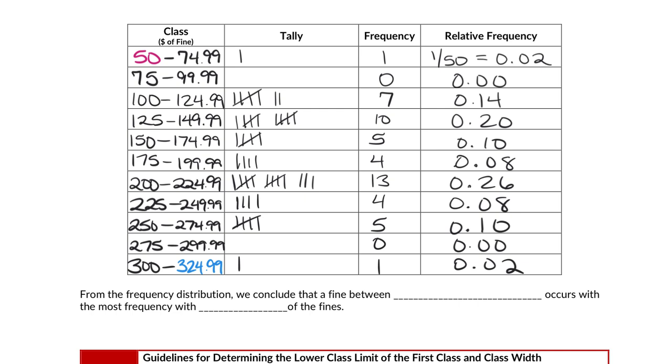So it's exactly like what we did with the discrete data, except that now we have a step beforehand because we have to put all of the observations into classes. Otherwise, each individual fine would be its own class, and that's not really helpful. We need to see the range or the intervals of fines. But now that we have the relative frequency distribution, we can answer the last question. It says from the frequency distribution, we conclude that a fine that was between 200 and 224.99 occurs with the most frequency. And now that we have our relative frequency, we can say the percentage. This is 26% of the fines. I'll rewrite those numbers in a second.